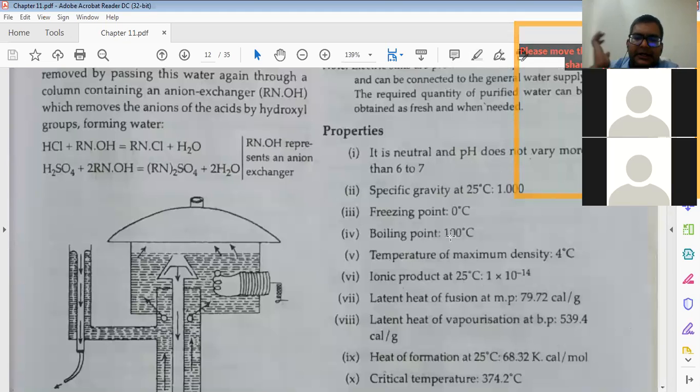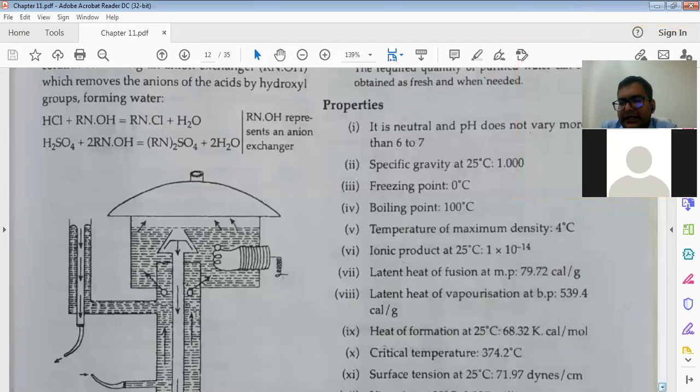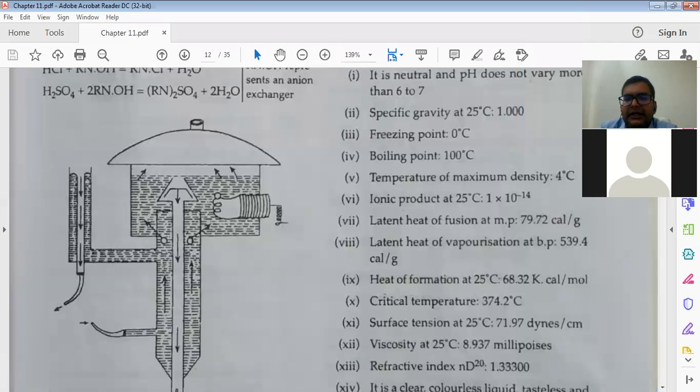What is the specific gravity of water at 25 degrees Celsius? 1. Okay, remember this. Many times this is asked in competitive exams, and it is very easy. For the rest of the things, we take specific gravity in reference to water only. Freezing point 0, boiling point 100, temperature of maximum density 4 degrees Celsius.